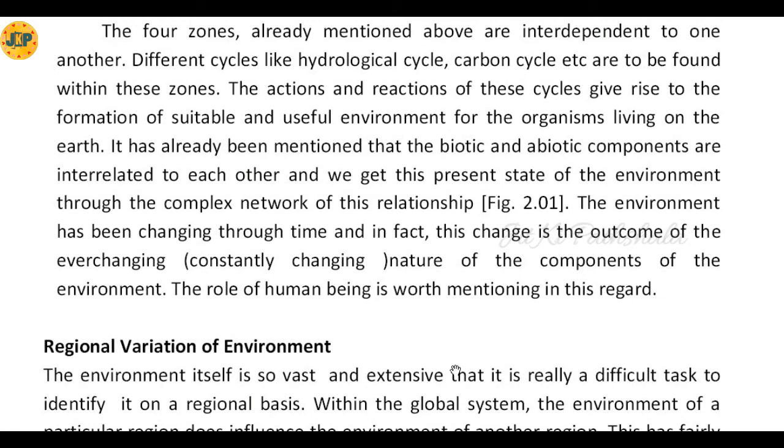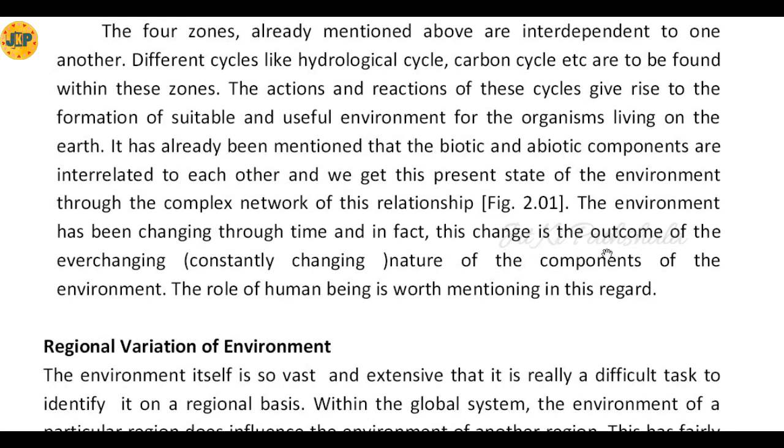It has already been mentioned that the biotic and abiotic components are interrelated to each other, and we get the present state of the environment through the complex network of this relationship. So in our earlier classes also we have discussed that biotic and abiotic components are both present in the environment, and they are interrelated. So whatever present environment we have right now is the result of the interaction between the biotic and the abiotic components. The environment has been changing through time, and in fact this change is the outcome of the ever changing nature of the components of the environment.